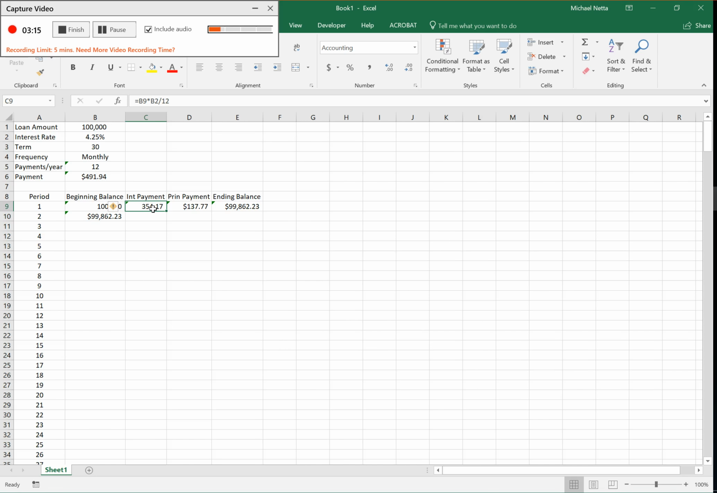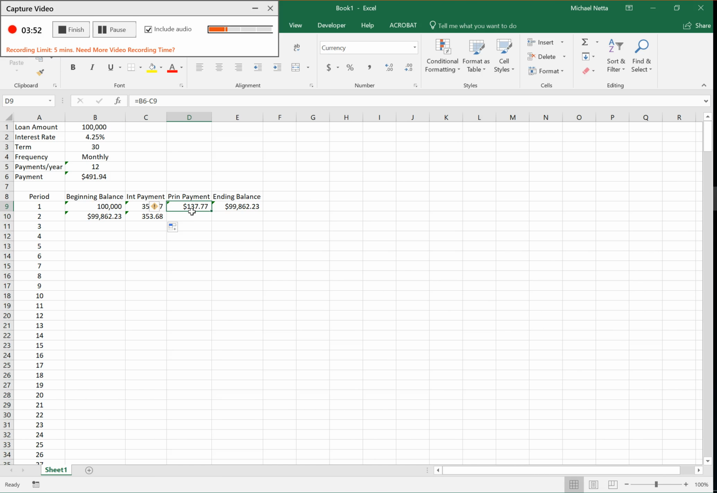But what we're going to do is go into the formula bar for period 1's interest payment. We're going to click on the cell for the interest rate, and we're going to click the F4 button. The F4 button puts dollar signs around the cell, which in Excel terms anchors that cell so that you don't have to fix it manually. If you know Excel, once you drag the formula down, that B2 would move to B3, but since it's anchored, it stays as B2.